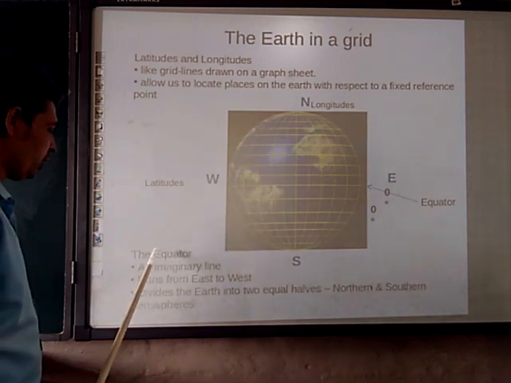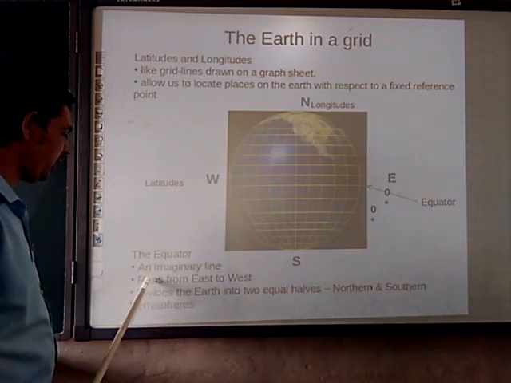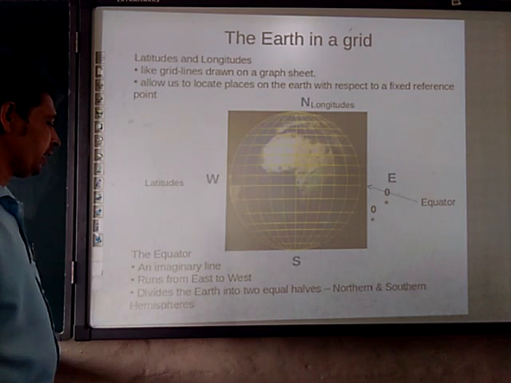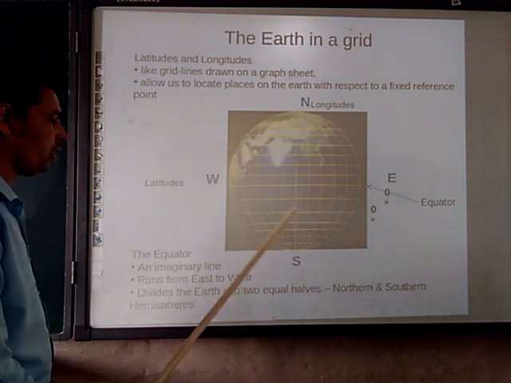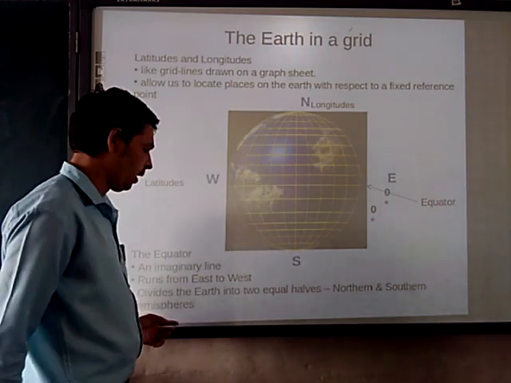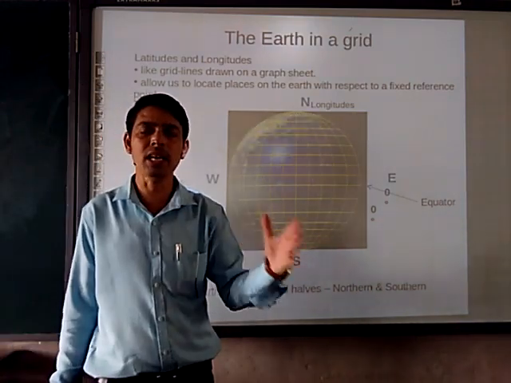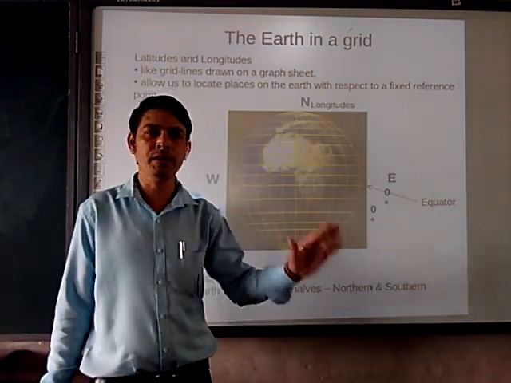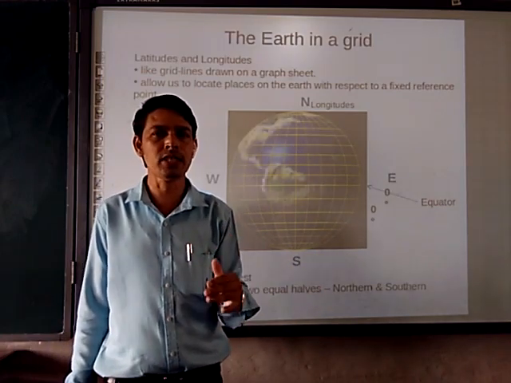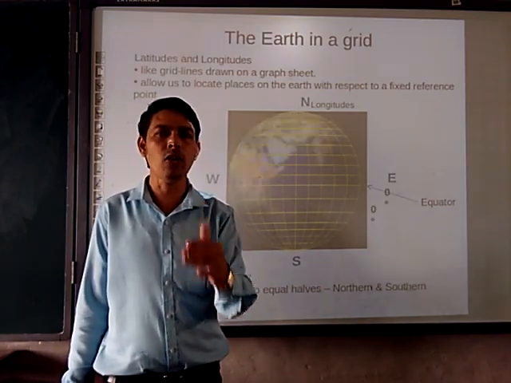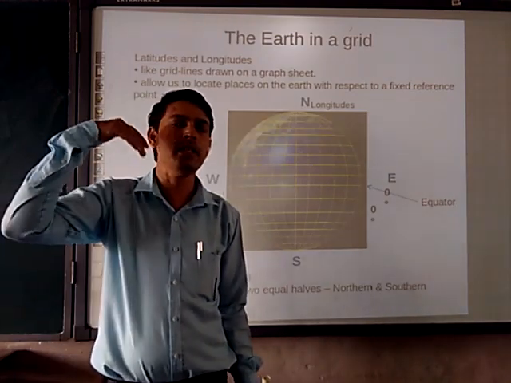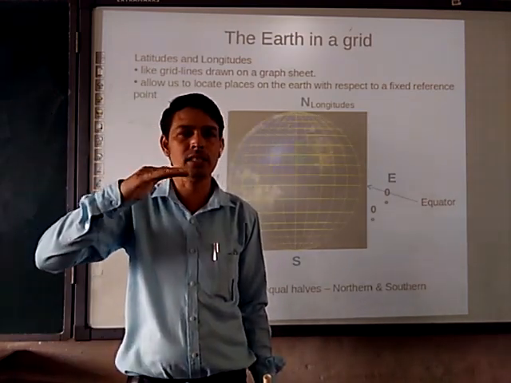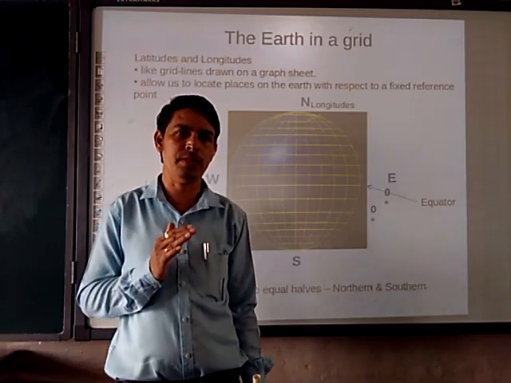Next, the equator, an imaginary line running from east to west, divides the earth into two equal halves, the northern and southern hemisphere. In our previous class we stopped here. We were talking about the equator, that's an imaginary line which divides the earth almost into two equal parts, making the upper part the northern hemisphere and the south part the southern hemisphere.